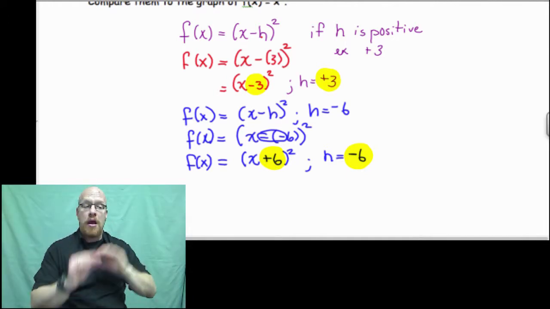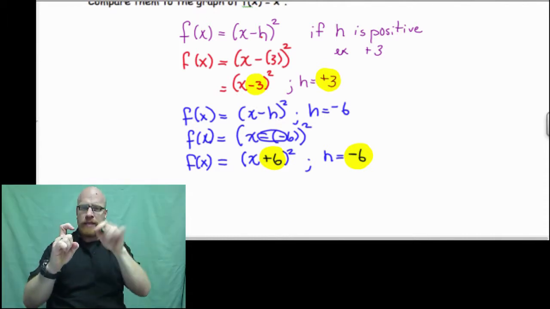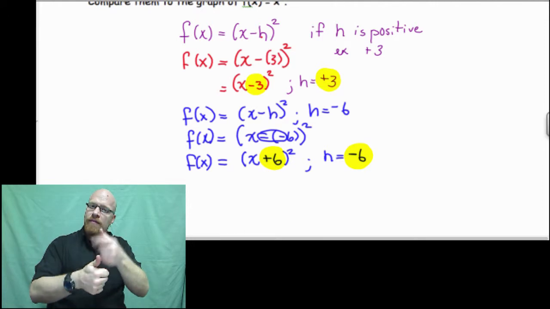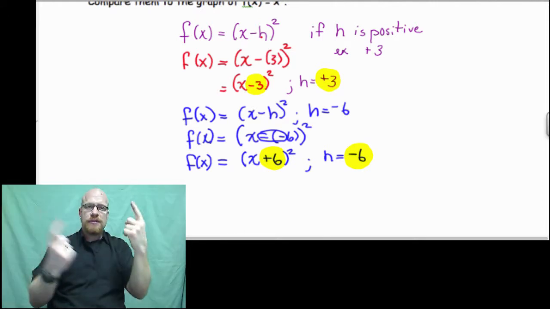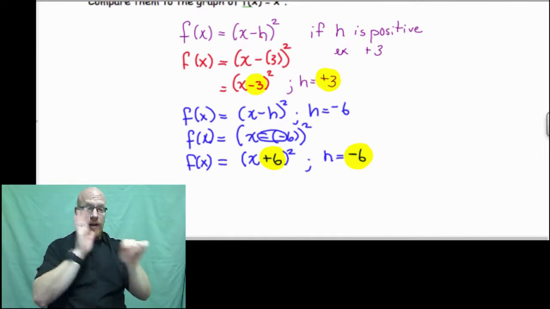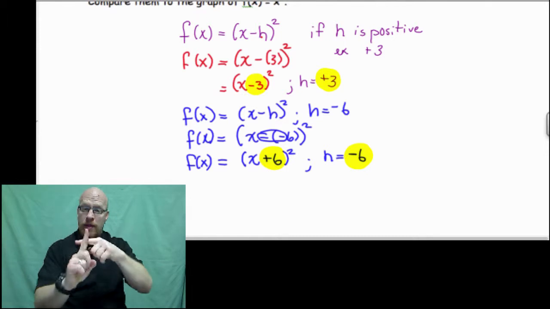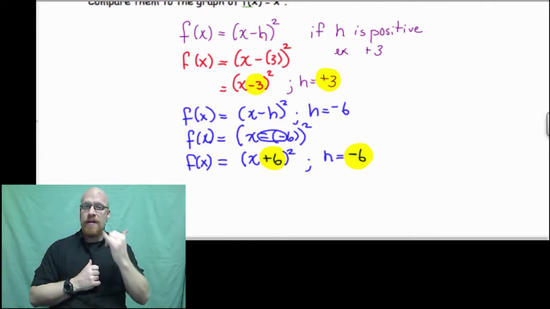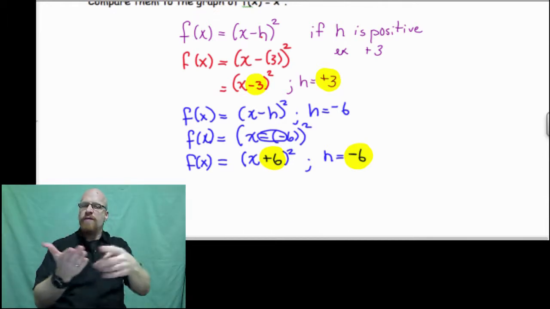So you can see where I highlighted the numbers here. I placed positive 3 in there, but it became x minus 3. You may confuse that with h being negative 3. As we discussed in the formula, we have subtraction within there, x minus h. I replaced h with a negative 6, and it became x plus 6. So it can confuse some students.